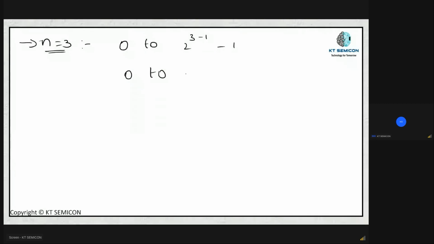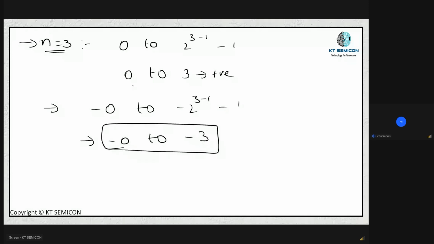And coming to my negative numbers, that is nothing but minus 0 to minus 2 power 2 minus 1, that is 4 minus 1, 3. So 0 to minus 3. So these are the negative numbers which I can represent, and these are the positive numbers which I can represent.